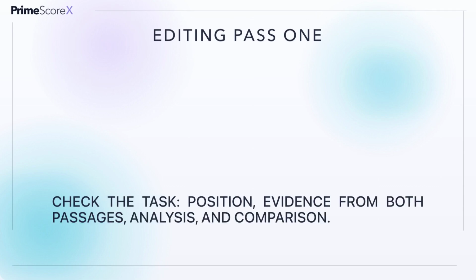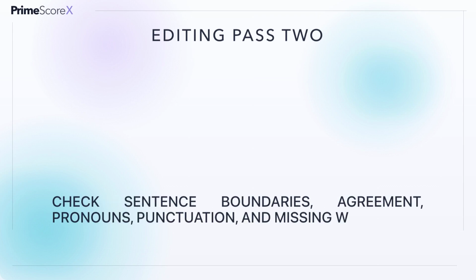Your first editing pass should focus on meaning, not commas. Read the thesis and topic sentences. Do they answer the prompt? Does each body paragraph support the thesis? Is there evidence from both passages? Have you explained why the evidence matters? If the essay has a structural gap, fix it before correcting minor language errors. Content and organization carry more weight than cosmetic changes.